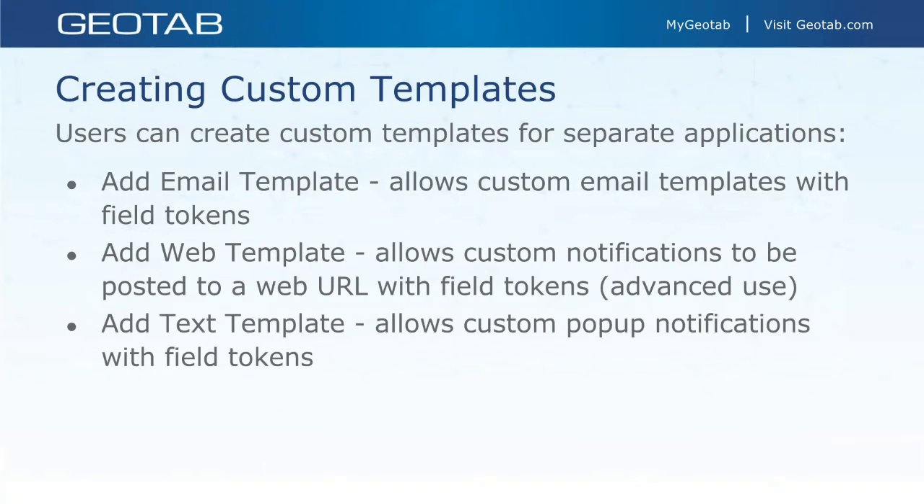So I've mentioned custom templates a few times, and there are 3 separate applications that you can use these custom templates for. Number 1, you have add email template. That would be setting up if you are creating an email notification for when a rule is broken. You have a web template, which is getting more into advanced use. I'm not really going to get into that, but it allows custom notifications to be posted to a web URL. And then you also have a text template, which is if you want to create a custom pop-up notification for an alert within the database, you would also use that to create custom notifications for the Go Talk if you're using that as well.